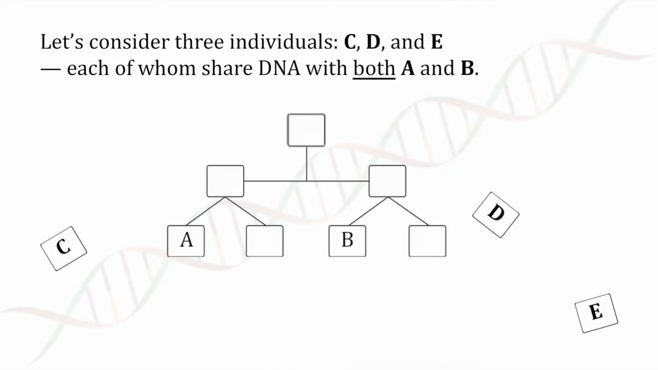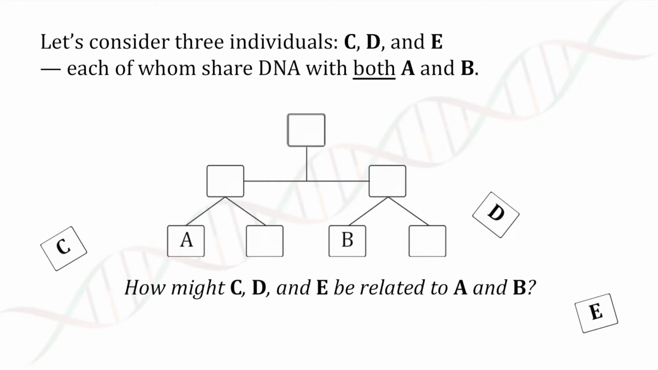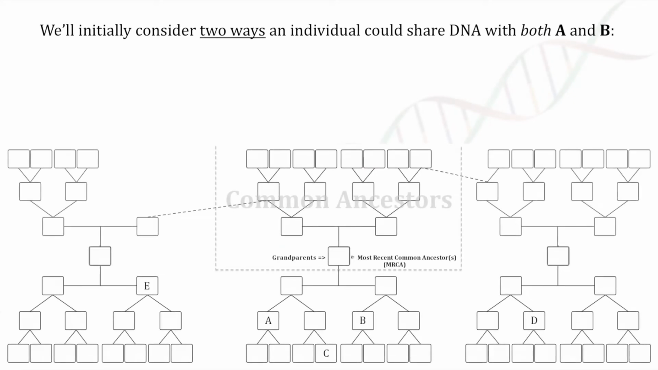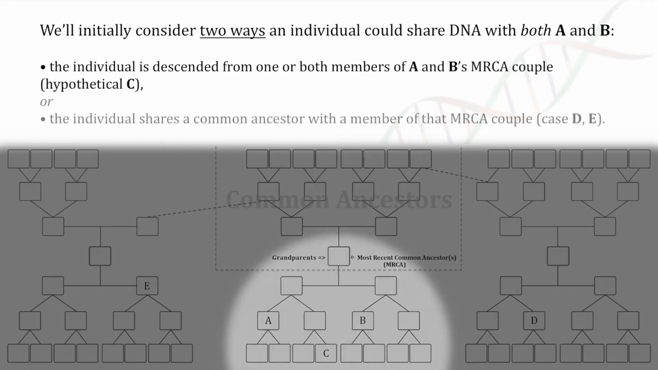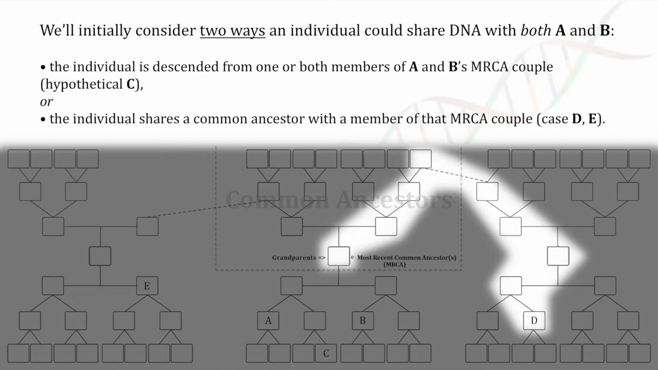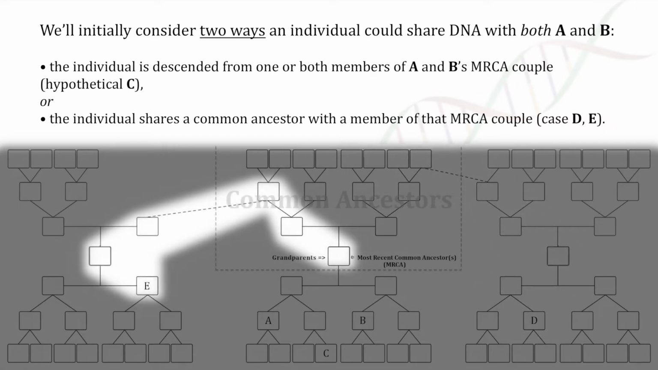Next, let's consider three other individuals, C, D, and E, each of whom share DNA with both A and B. How might C, D, and E be related to A and B? There are actually two ways an individual could share DNA with both A and B. Either the individual is descended from one or both members of A and B's MRCA couple, which is the case of hypothetical C, or the individual shares a common ancestor with a member of that MRCA couple, which is the case of individuals D and E.